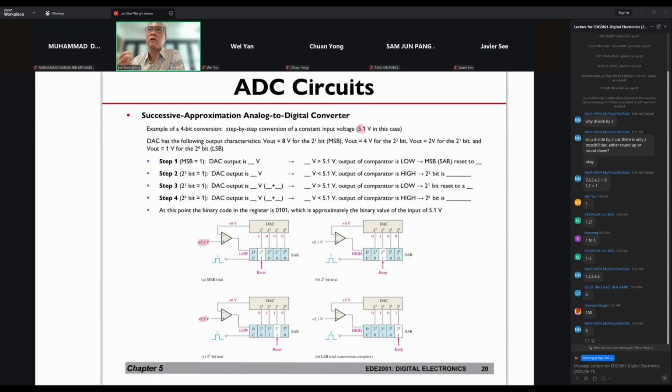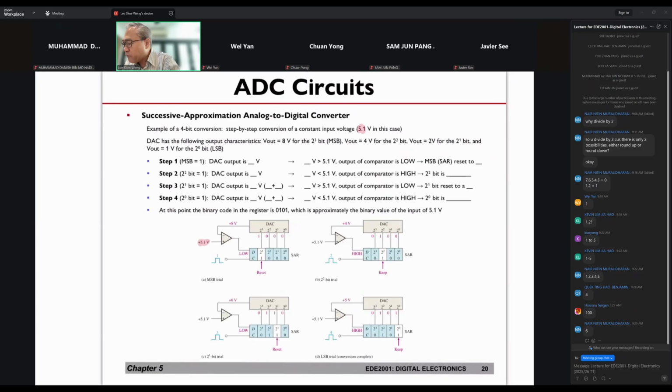It is not practical anymore, right? So what we are going to do is this is the circuit. The input 5.1 volt is input to an op amp, and it is comparing with a signal that comes from the DAC. Now, what happens at the very beginning?